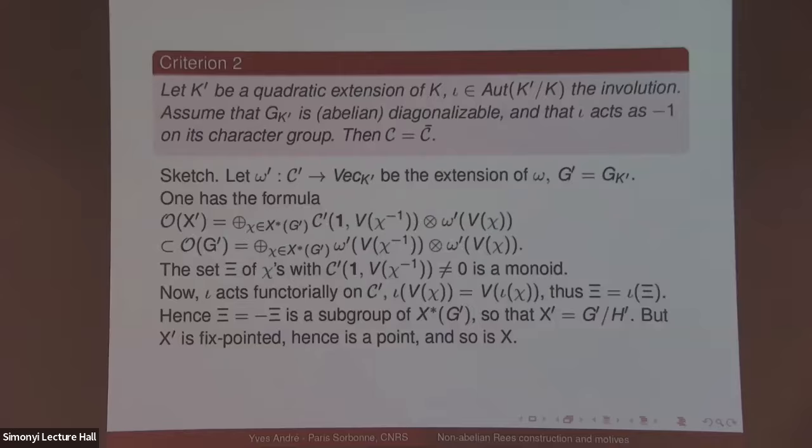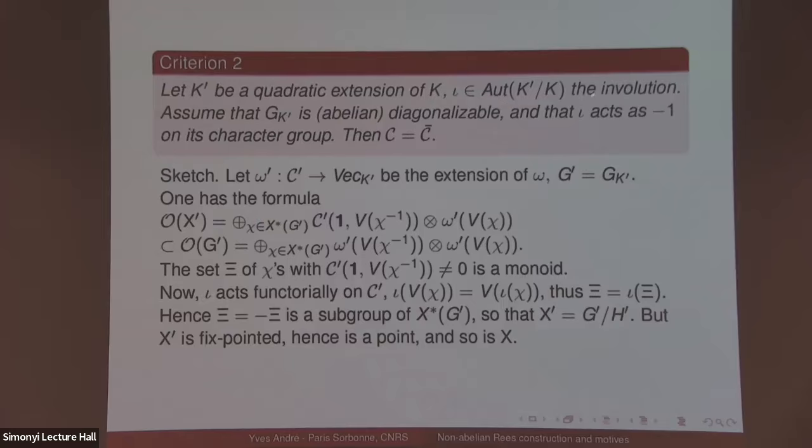And this is a monoid, just because this omega' is exact. So if I have two isomorphisms, I take the tensor product and omega'. This is also non-zero. So this is a monoid. We would like to prove that it is a group. So we have to prove that if chi is in this set, its inverse is too. But then we use the complex conjugation.